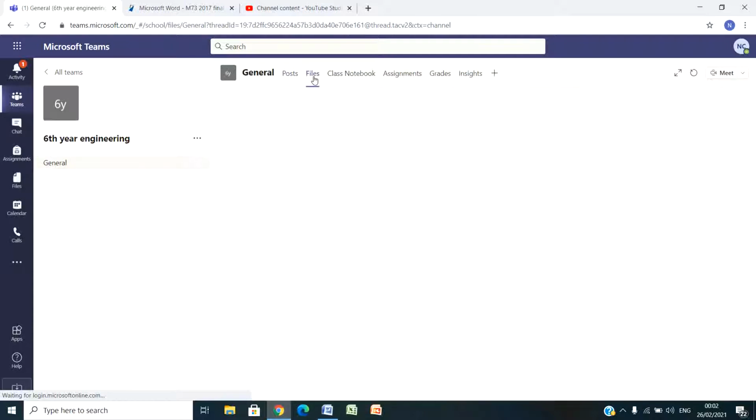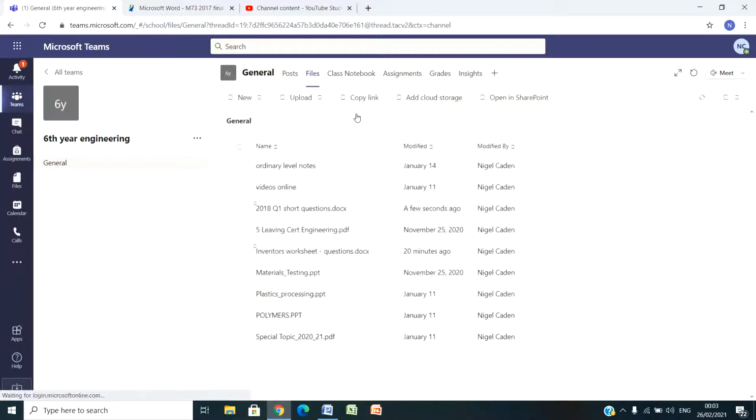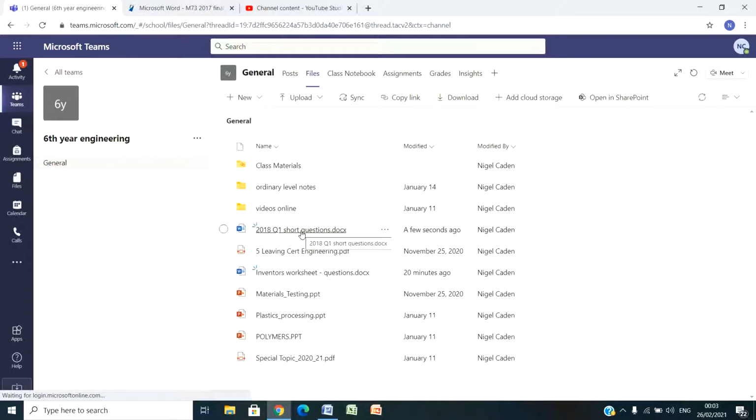Okay, so again, if I just shoot over here really quickly into Teams, into 6th year engineering, and into files, what I want to show you is that 2018 short questions, the answers to the 2018 are there if you need them, and the inventor's worksheet is also there for you to actually fill out and make sure that you know for the exam. Okay, so those two things are there for you, and again, you know where to find this video because you're watching it right now.